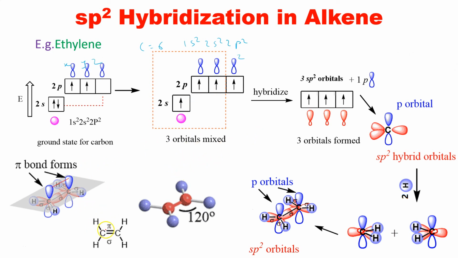You can see now, if I draw the paper structure or 2D structure, the hydrogens are attached to one carbon with a sigma bond, and the double bond has formed due to the unhybridized p orbitals of both carbons. So this was about the hybridization of alkenes.